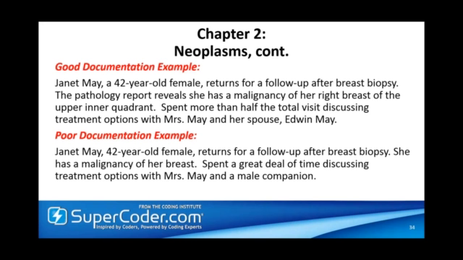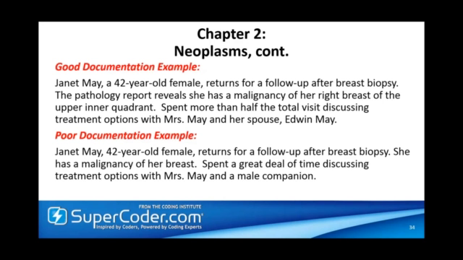On slide 34 is an example of good documentation to support ICD-10 code selection for a neoplasm. Notice in the good example, the location of the malignancy has been provided, as well as laterality, just the right breast, and the exact location, the upper inner quadrant, which allows for complete code assignment.